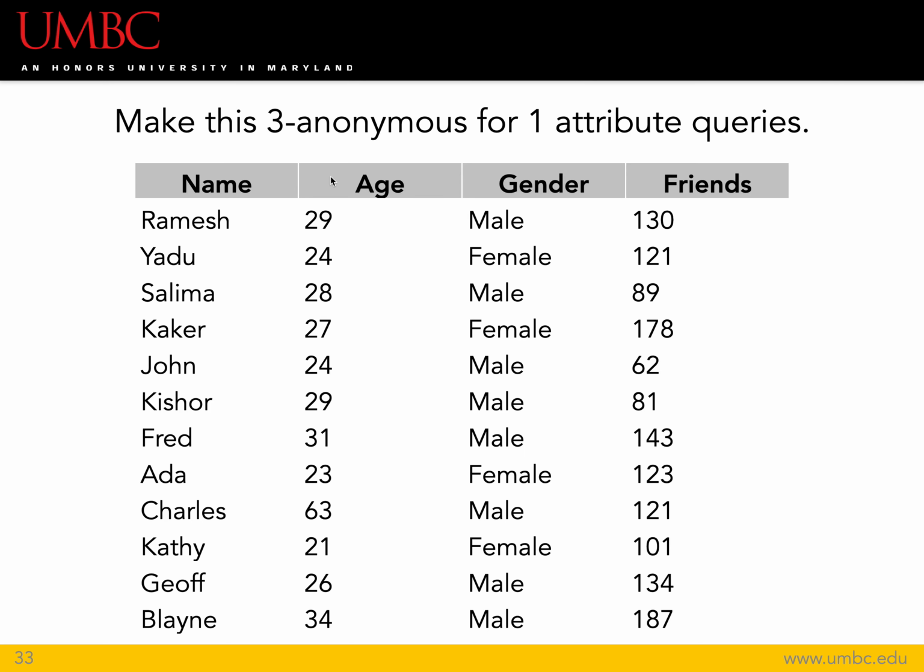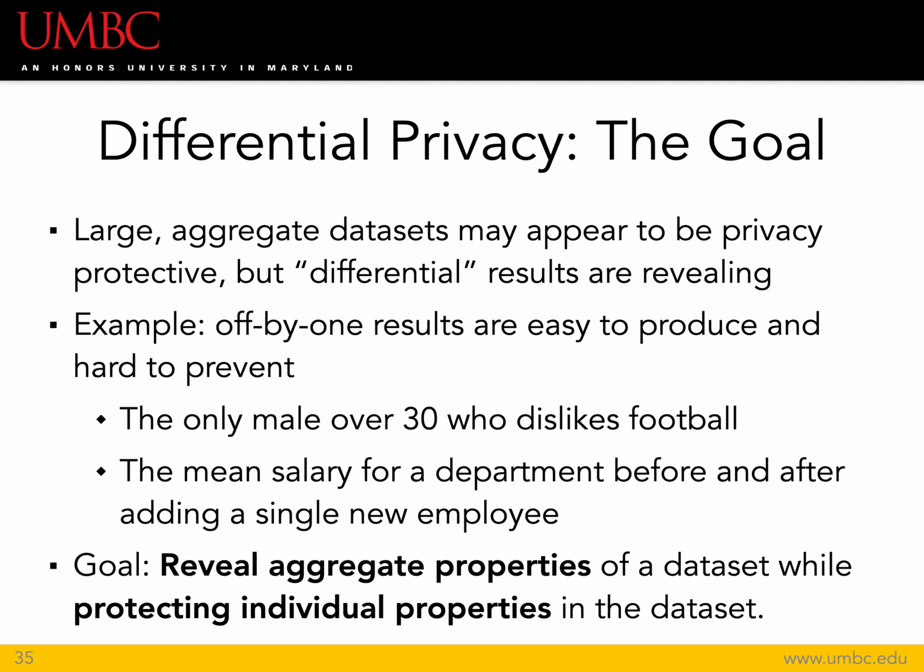And there are problems with l-diversity that can be resolved with m-invariance, and problems with that can be resolved with t-closeness, and a wide variety of other techniques for addressing this general issue with k-anonymity. Well, differential privacy is intended to address those kinds of issues, right? So large aggregate data sets can be privacy protective, but these differential results or off-by-one type results are very, very difficult to protect using traditional techniques like k-anonymity.